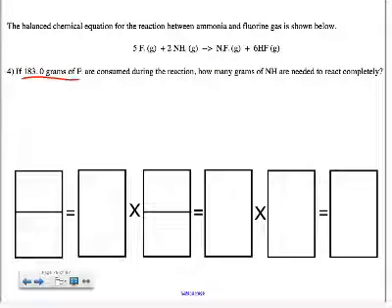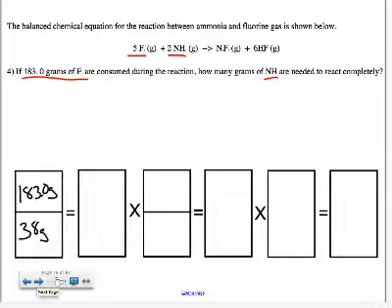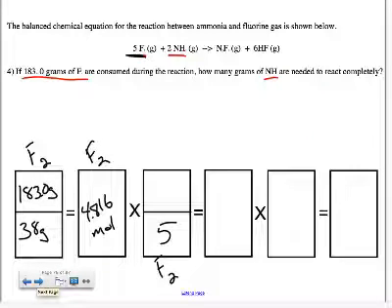Okay, 183 grams of fluorine. How many grams of, actually that's going to be NH3. All right, so our known is 183.0 grams of fluorine. A molar mass of 38. So then I'm going to do 183 divided by 38, and I get 4.816. That's moles. That's my known. It goes on the bottom. And I'm trying to find ammonia. Ammonia is my unknown, so that goes in all the other boxes.